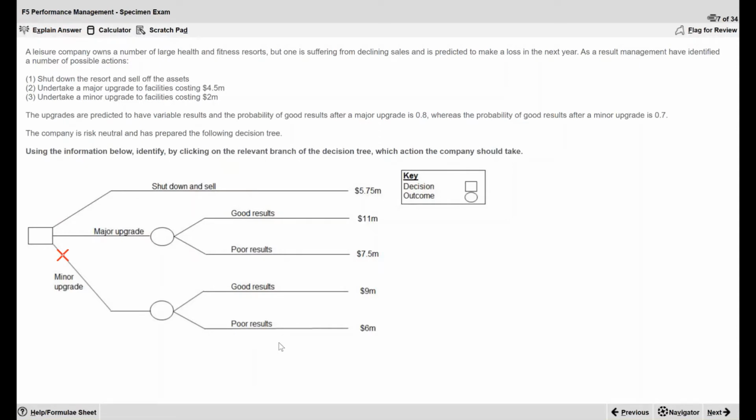Okay, even though the return it has is less. You can see here we have 11, here we have 9, and this one has 80% chance, this one only 70. But the money we are spending on it is more in the major upgrade. So the overall return is higher with minor upgrade.